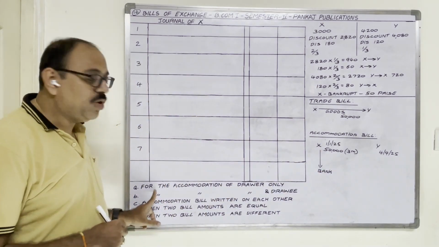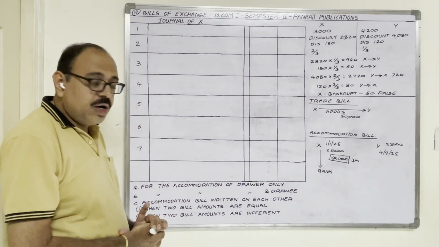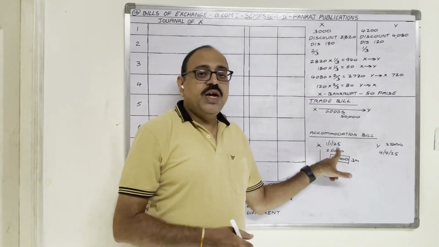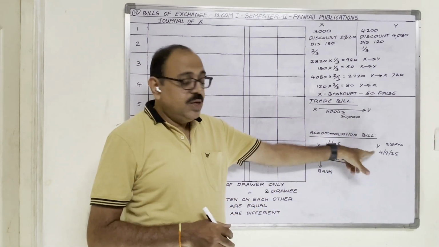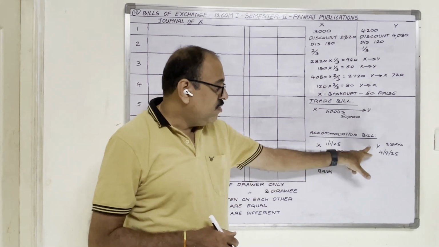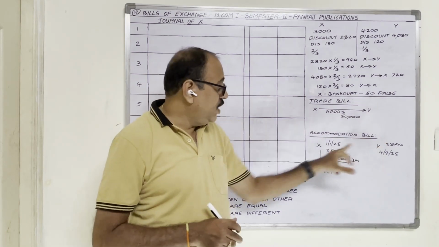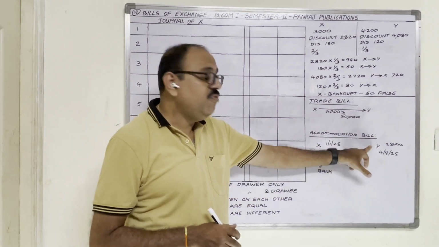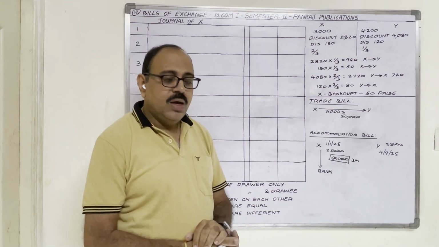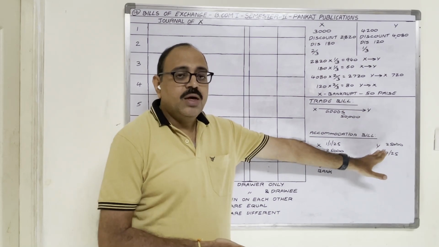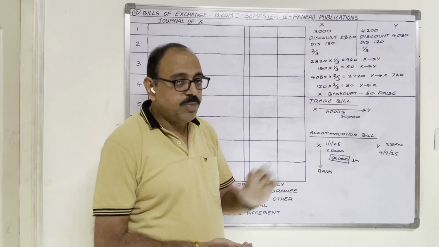That is the first model. Now, what does for the accommodation of drawer and drawee mean? On 1st January 25, not only X, Y also needs money. So X needs 25,000 and Y needs 25,000, total 50,000. For this 50,000, X prepared a bill on Y and received acceptance. X is not selling any goods to Y and X is not giving any benefit to Y, but X is preparing a bill on Y. Therefore, this is known as an accommodation bill.